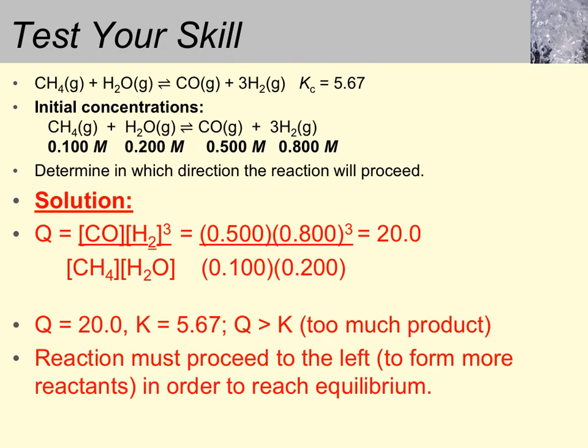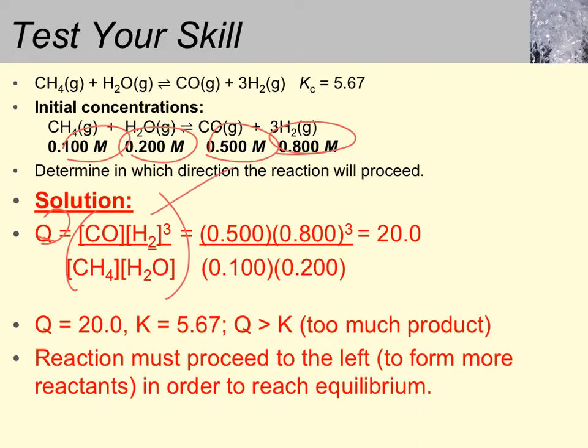Alrighty, so anytime a question says which direction will the reaction go to reach equilibrium, that's a Q versus K problem. So what you're going to do first is take the concentrations they give you, and plug them into the expression for Q.